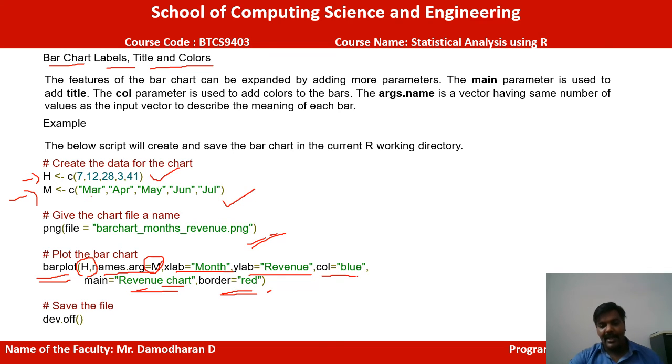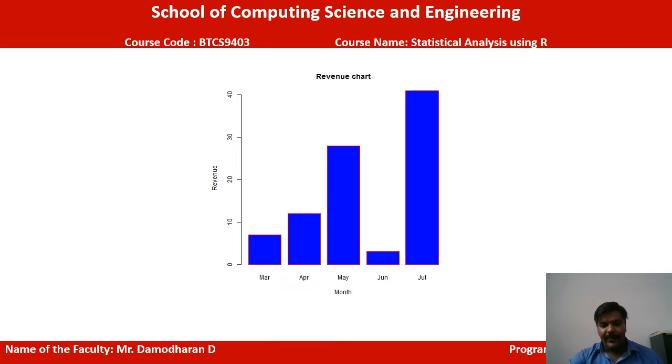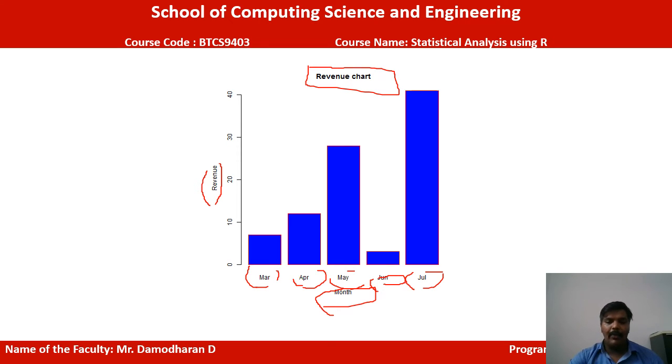Let's see the output. See here, from the same input, it fills the blue color and the red color border comes. So each and every bar has a name, and we have the y-axis label and x-axis label. At the same time, we see the main name of the bar chart. So everything is mentioned in this output. Okay, so let's see another example.